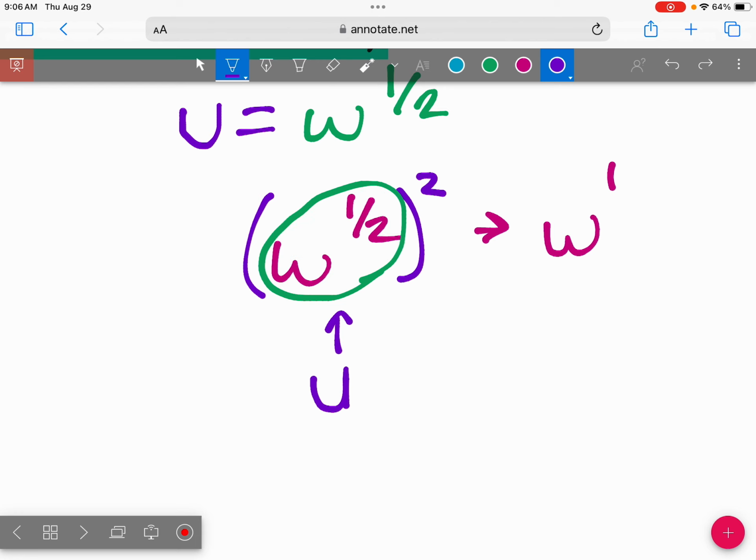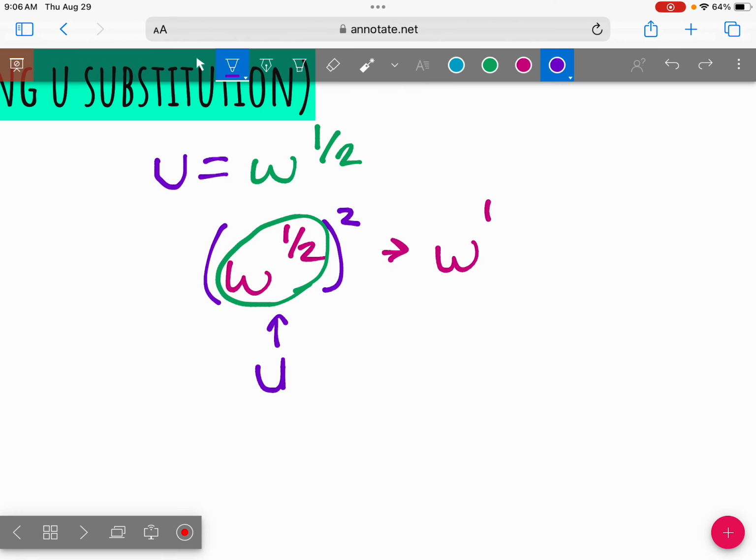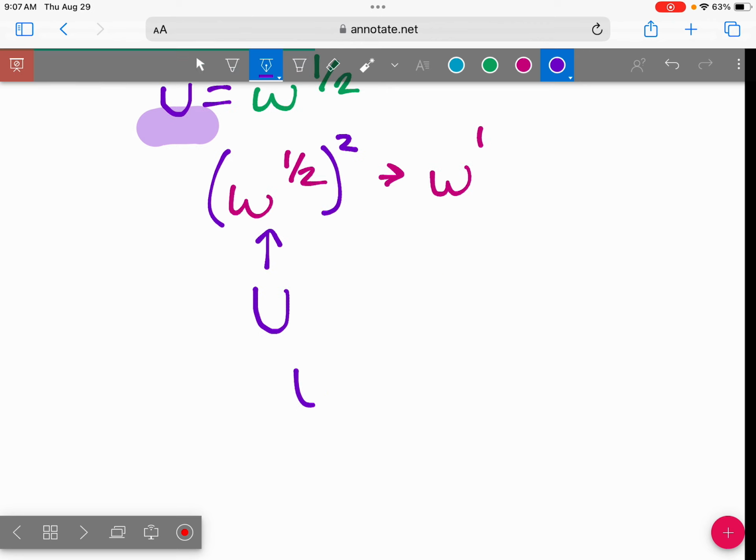Ooh, I have lost several of you. Hang on a second. Do we agree with this piece? Do we see this piece? Okay. And do we see this piece? If W to the 1/2 when squared gives me W, I can substitute in place of that W to the 1/2 the U that we picked. So it's a substitution. Putting the U in place of the W to the 1/2. U squared equals W to the 1st.